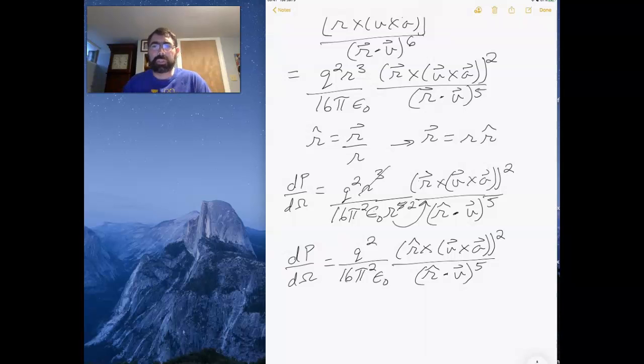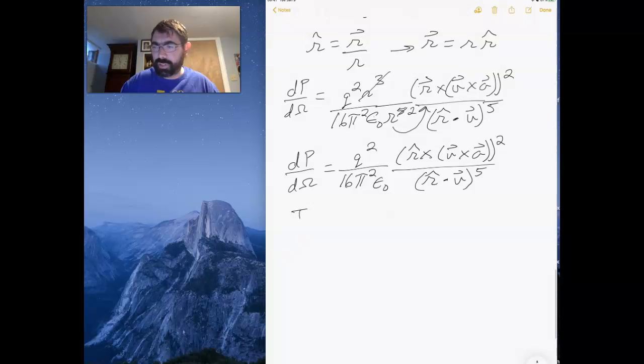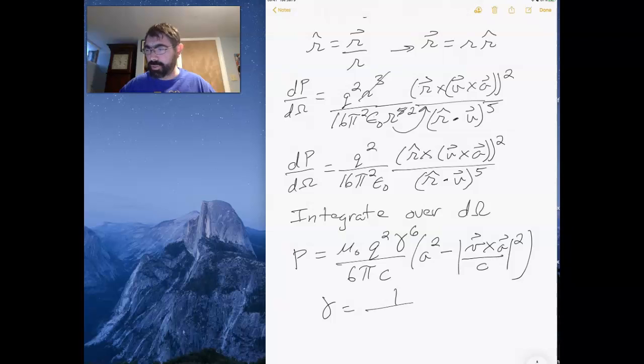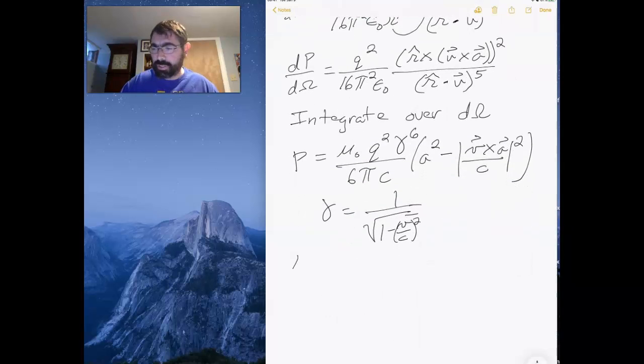Okay, so now everything is in terms of the unit vector r, and if you integrate that over the solid angle, I get a power which is mu naught q squared gamma to the 6th, which I'll explain in a second, over 6 pi c, times a squared minus v crossed a over the speed of light, that whole thing squared, where gamma is this factor of 1 over the square root of 1 minus v squared over c squared, which should look familiar from special relativity. Anyway, so this is called Liénard's generalization.